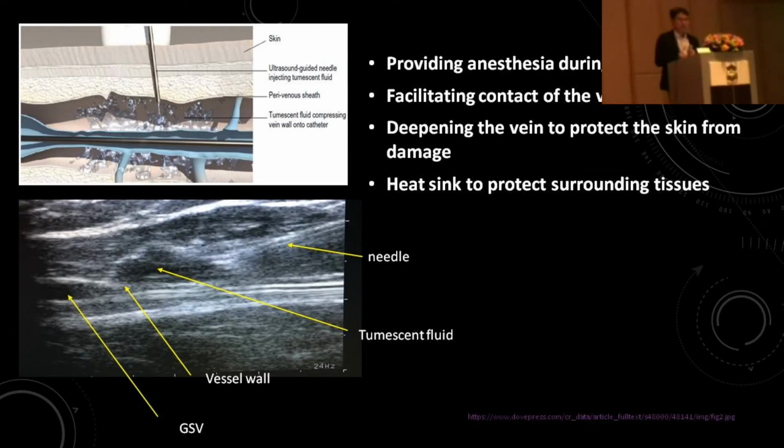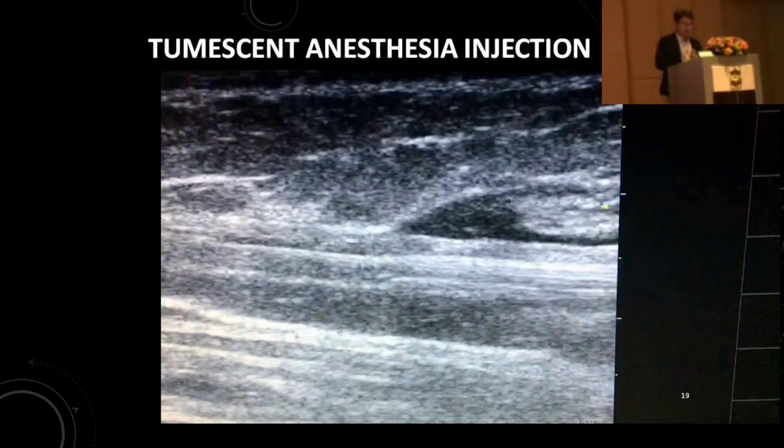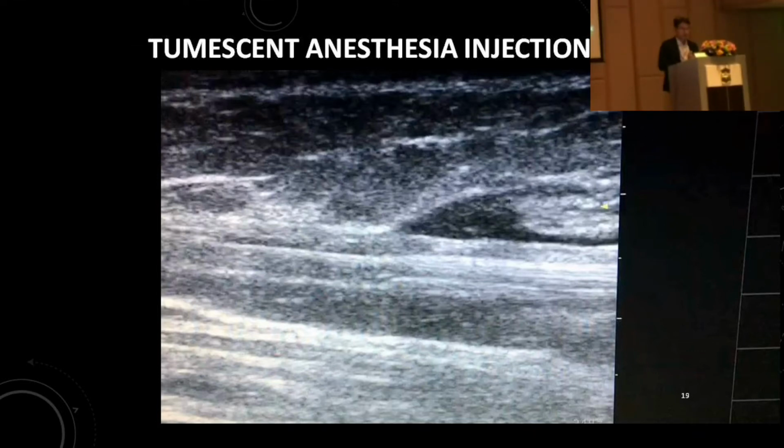Good tumescent anesthesia can provide anesthesia. Besides, it can facilitate contact with the vein wall, deepen the vein from the skin, or be used as a heat sink. So this is a video here. We can see the needle went into the right place, and as you can see, the saphenous vein was compressed by the tumescent anesthesia.